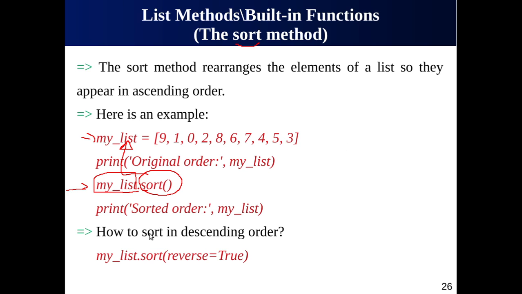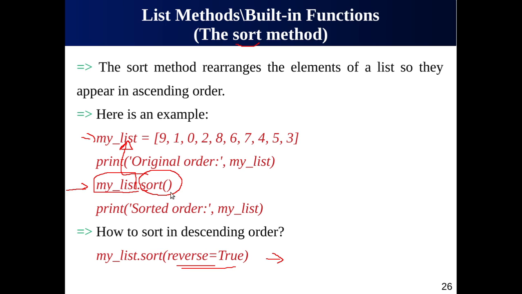But the question is, what if somebody wants to display these elements in descending order? For that, you have to provide an extra parameter. Okay, the syntax is the same. Write the name of the list followed by the dot followed by the sort, but here inside the parentheses you have to write reverse is equal to true. By default it is false. Reverse equal to true means sort the items in descending order. So that is going to be like this. The output is like 9, 8, 7, 6, 5, 4, 3, 2, 1 and then 0.